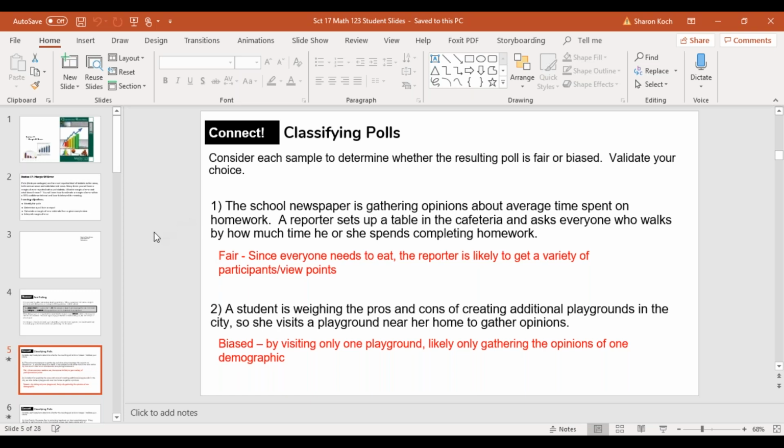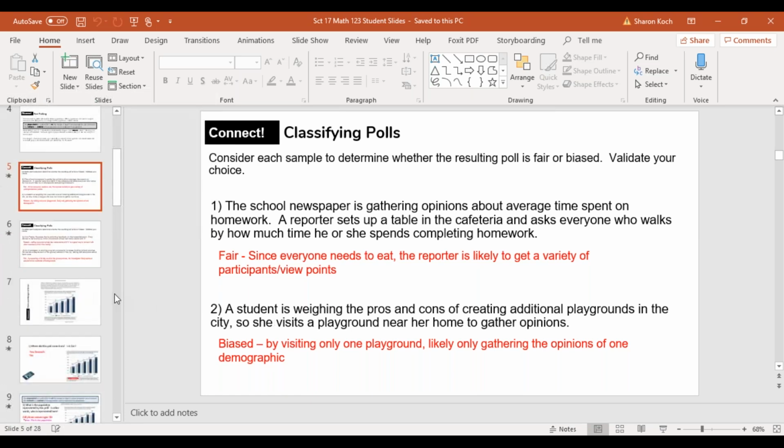Okay, and then here a school newspaper is gathering opinions about the average time spent on homework. They set up a table in the cafeteria and ask everyone who walks by. That's fair because they're asking everyone. Okay, what if you're rating the pros and cons of creating additional playgrounds in the city and you just visit the playground nearest to you? Well, that's going to be biased because you didn't get a sample of the whole city. You just got one area. Okay, so that's what they're talking about, is something biased or not.